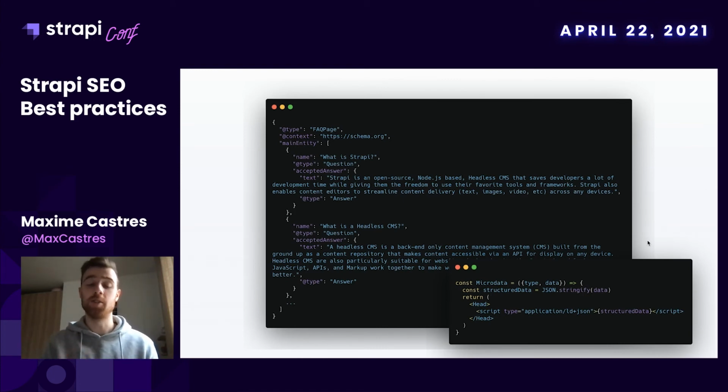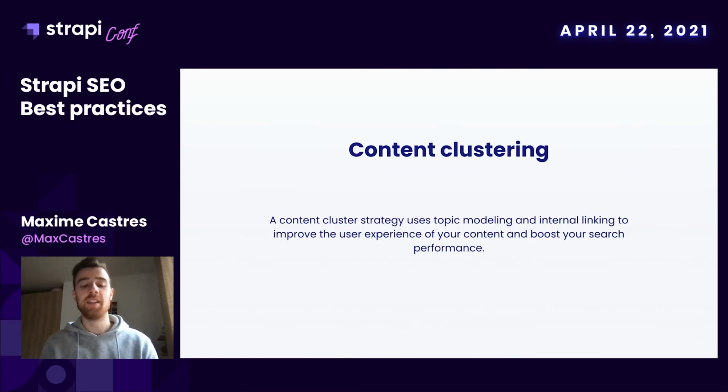So this is quite good to have for your website if you want to perform in SEO. So this is how you create it on Strapi. Again, the flexibility allows you to just create a field containing JSON, and you can create your own structured data for your entries.